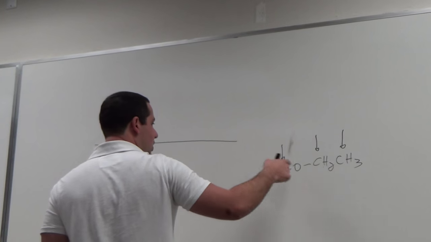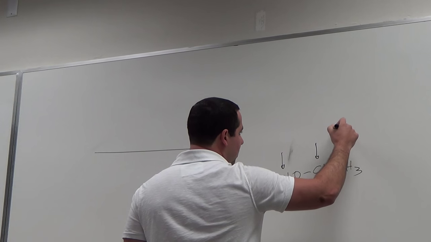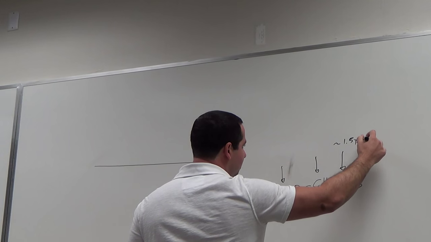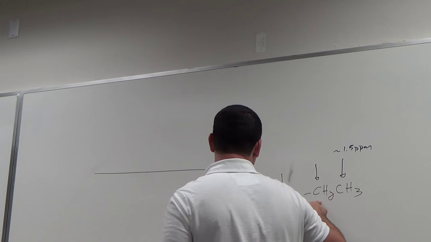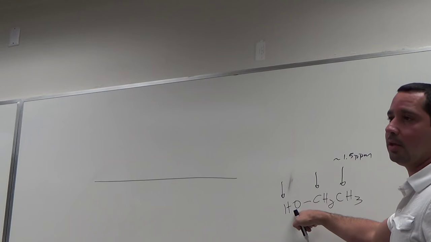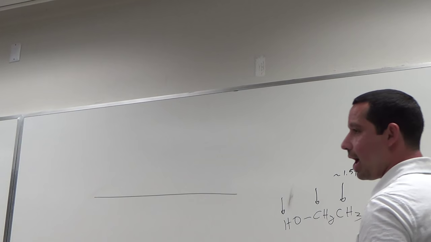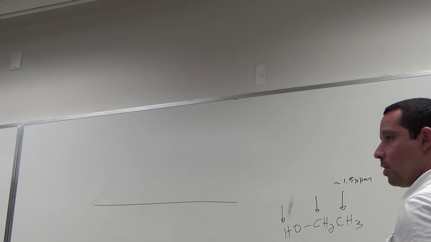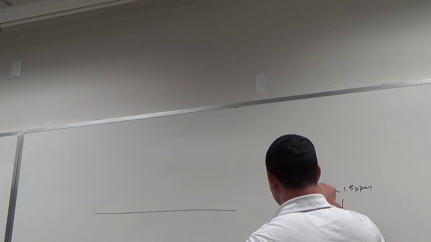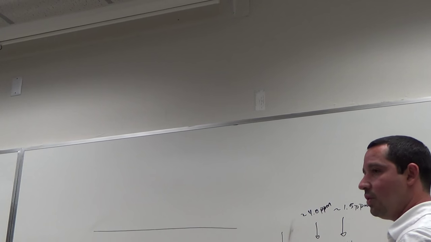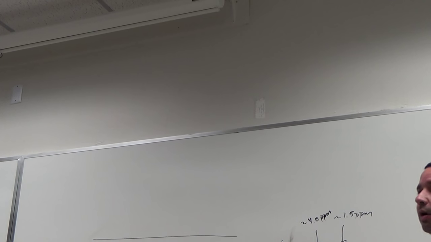From 1 to 2. The multiplicity you expect here, let's say this is 1.5 ppm. Where is this one going to be at? Next to an electron withdrawing element like oxygen or halogen. Where is it going to be at? Around 4 ppm, yes? The multiplicity of this signal is going to be what on the NMR?